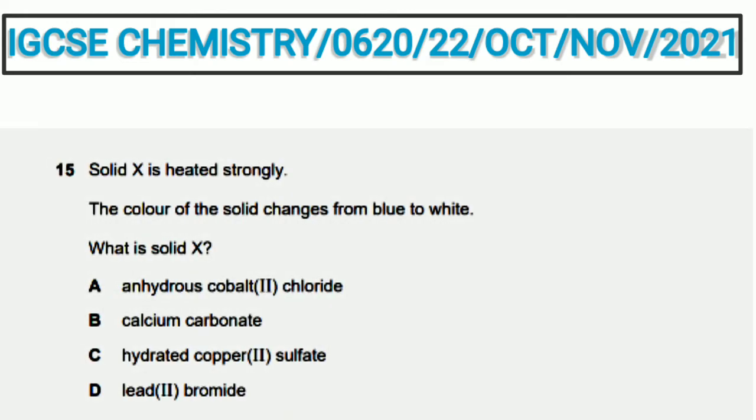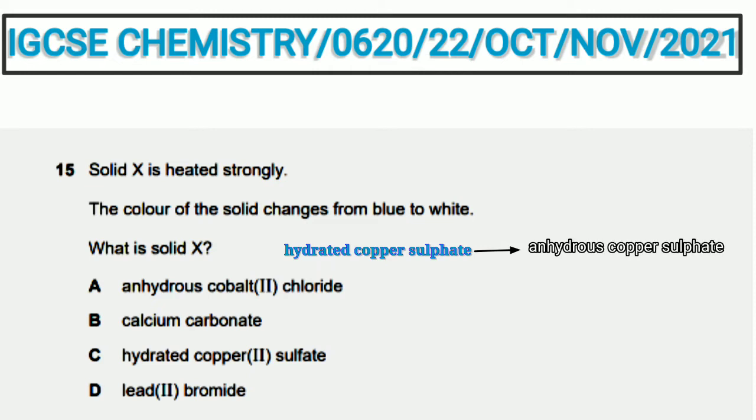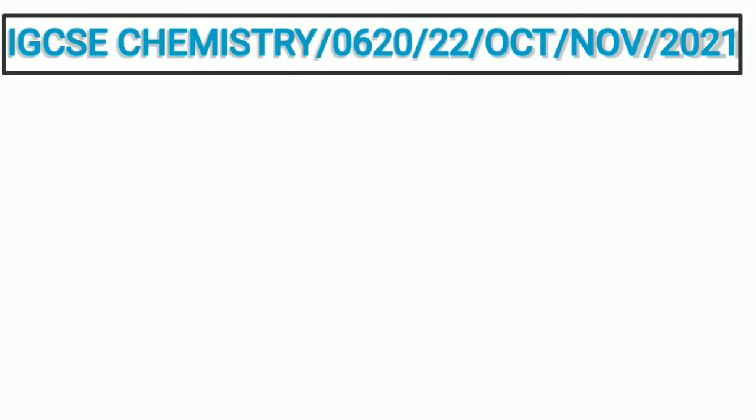15th question. Solid X is heated strongly. The color of the solid changes from blue to white. What is solid X? Hydrated copper(II) sulfate is blue in color, which on heating turns to anhydrous copper sulfate, which is white in color. So the correct answer is C, hydrated copper(II) sulfate.